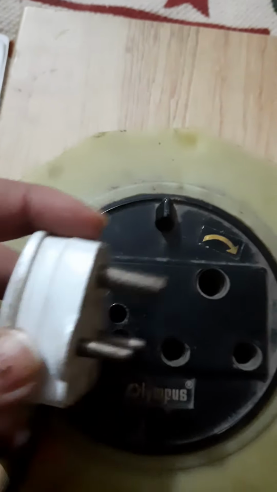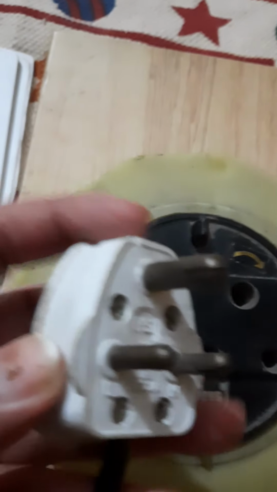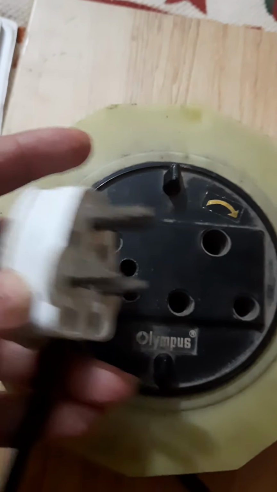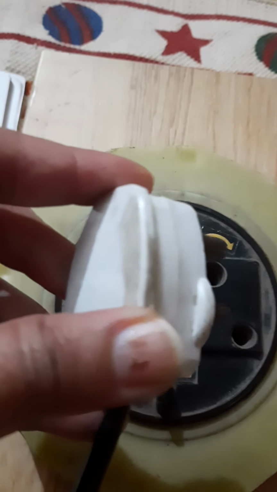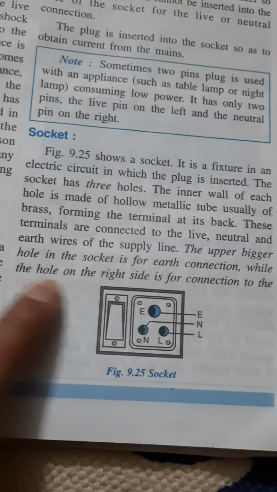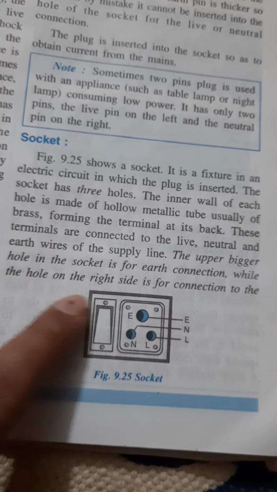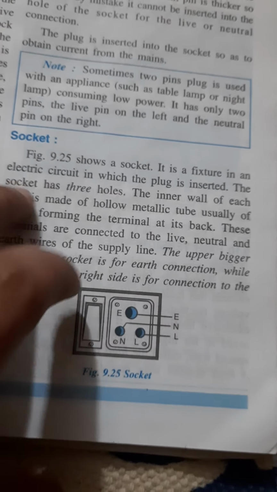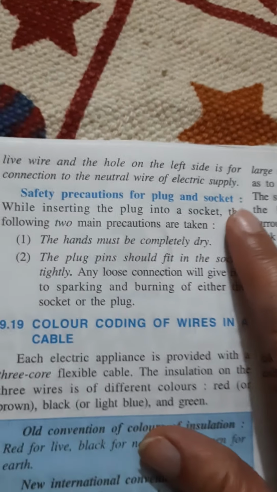So that's why live is on the left hand side, because when we insert it, we will insert like this. Is that clear? So this is all about your socket. If you observe here, earth, live and neutral are shown. The upper bigger hole of the socket is for the earth connection, the hole on the left hand side is for the live wire, and the hole on the right hand side is for the neutral wire.